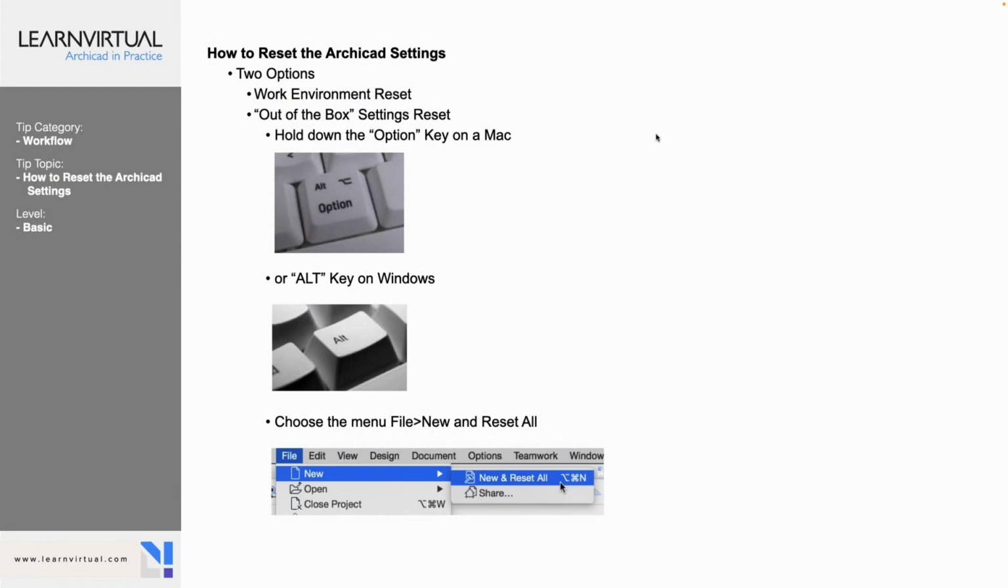This is a really great trick that I've had numerous clients use when they've gotten their settings completely out of whack and something's off and we can't figure out what's going on. The best way to reset everything is just go New and Reset All. And the beautiful thing about it is even if you do that, if you have a custom work environment saved, then once you've done that New and Reset All and then you go back to the work environment, it's going to reset that back to your custom work environment.